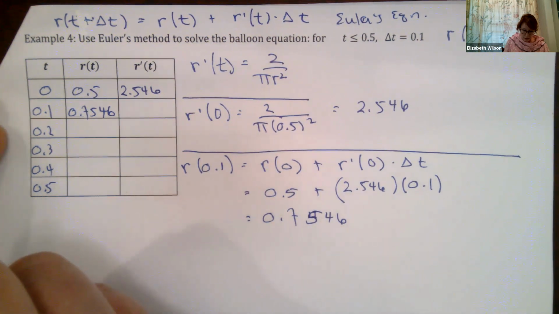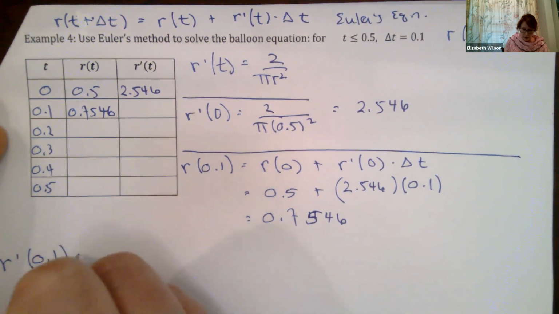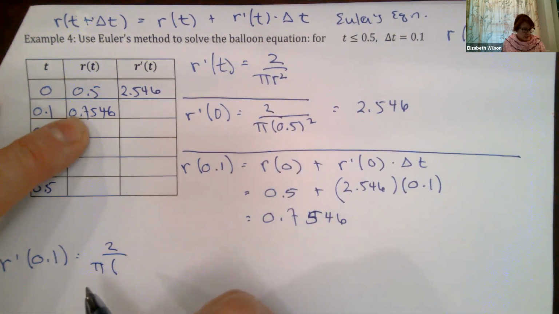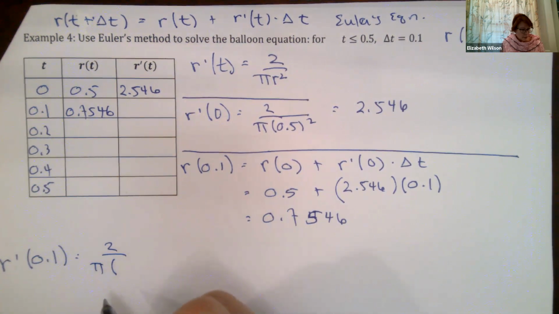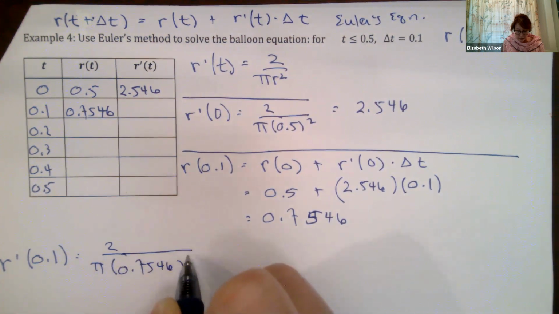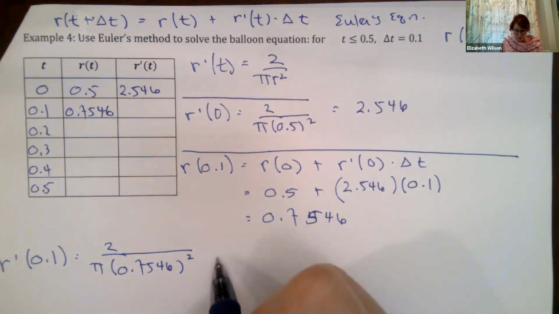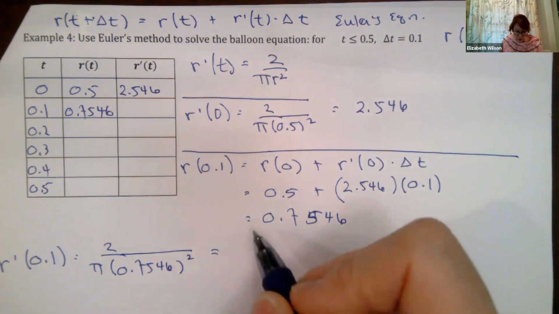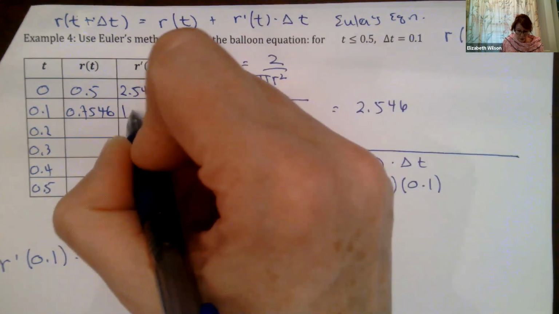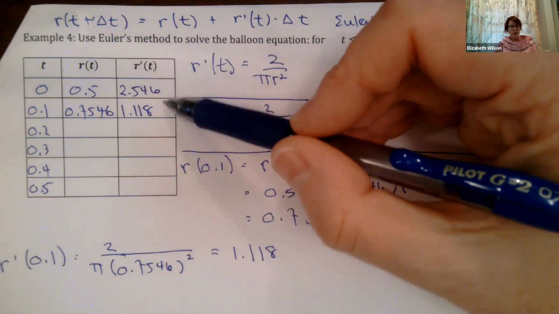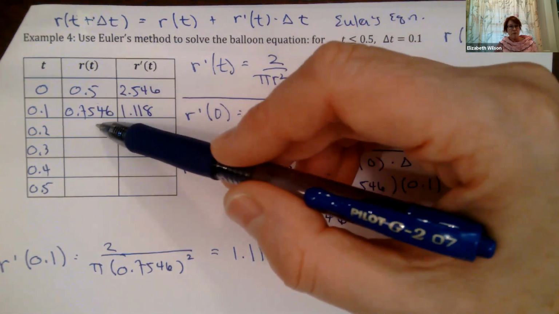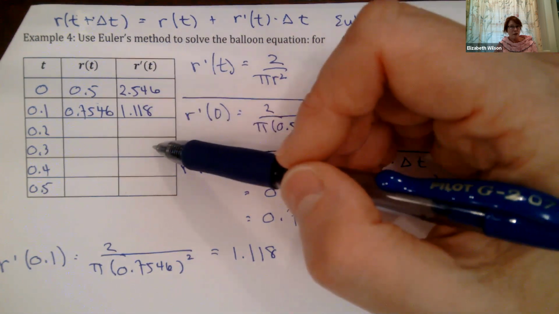So let's go ahead and calculate our derivative for this time. So I'm going to plug it into here. So it's going to be 2 over pi times my radius now, right? So when I calculate that out, that's going to be r 0.7546. My radius has increased, right? So that's what I'm putting into my derivative. So my derivative is going to change values. So this is going to be 1.118, which you can see, look, right? This is what we said, that our derivative is decreasing. Our radius is increasing, but the rate at which it's increasing is getting slower.